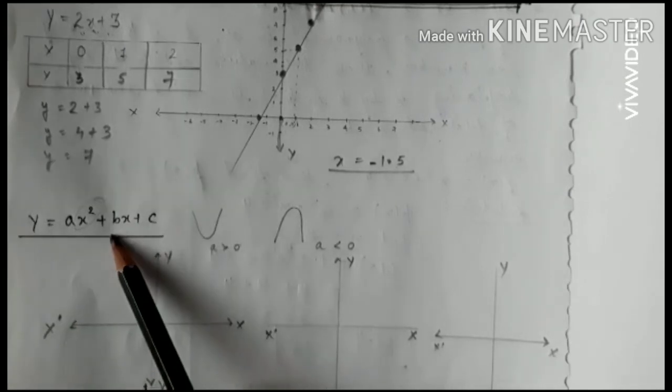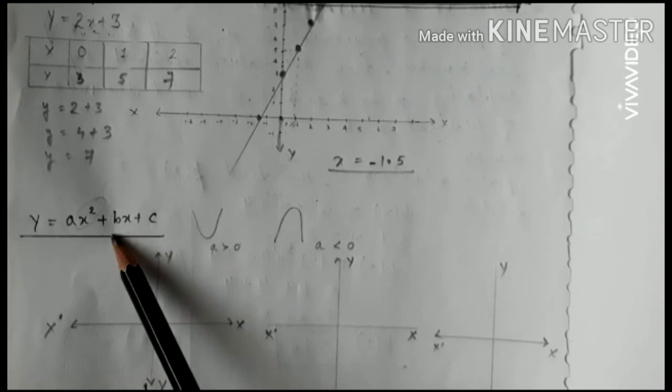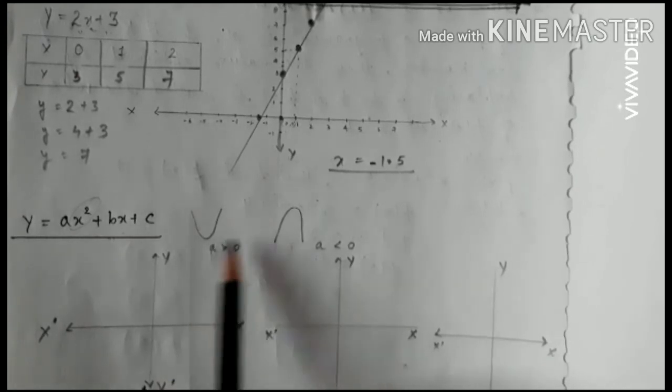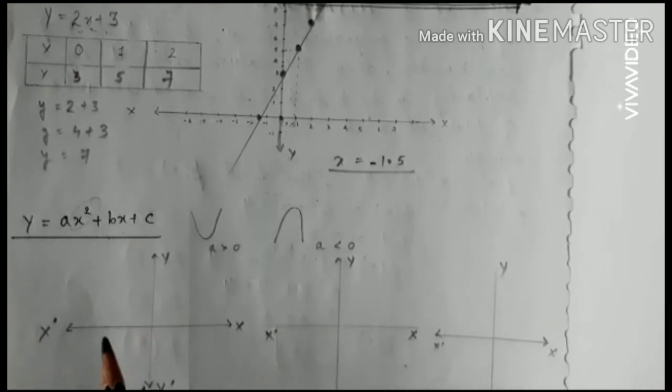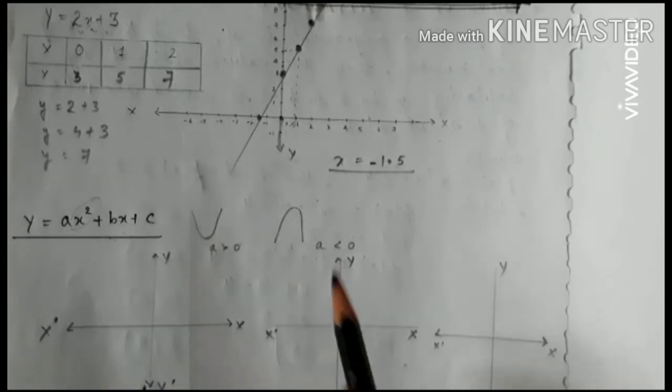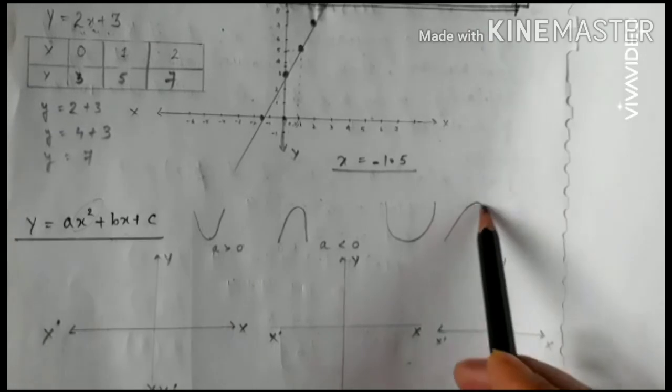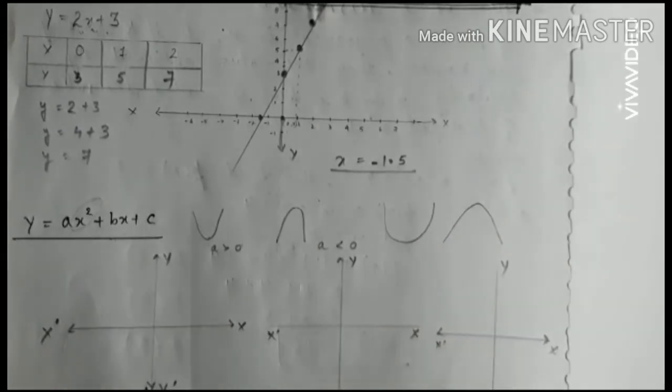So for the quadratic polynomial, there will be 2 cases that arise. Okay, so first thing is that here we are showing 2 parabolas. This is the shape of a parabola. That means it is like this. Same as this, like this. So there are 2 cases.